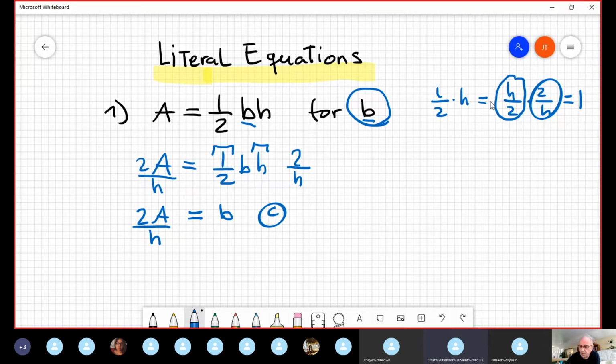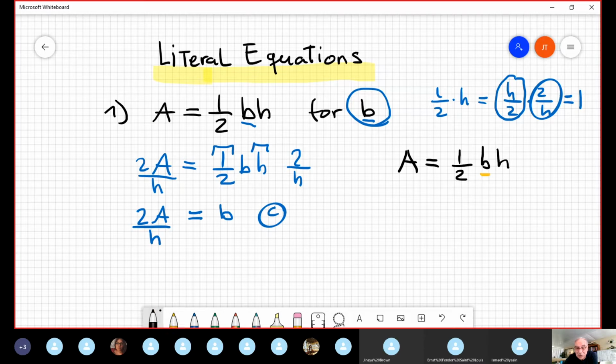Okay, no problem. My pleasure. You're my student. This is the original equation. What is my goal? My goal is to solve for B. I need to do some algebra in order to isolate B.